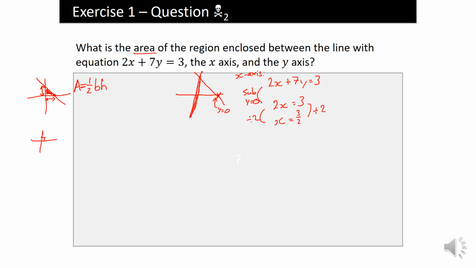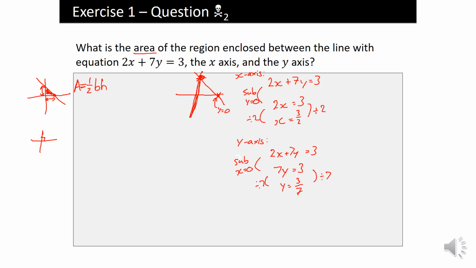Okay, we also need to find the y-intercept, so where it hits the y-axis. On the y-axis, the x value is already 0. So we've got 2x plus 7y equals 3. And on the y-axis, the x value is already 0. So we're going to sub x equals 0. So we end up with 7y equals 3. So divide by 7, both sides, y equals 3 over 7.